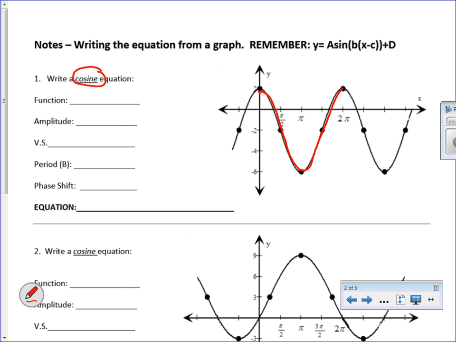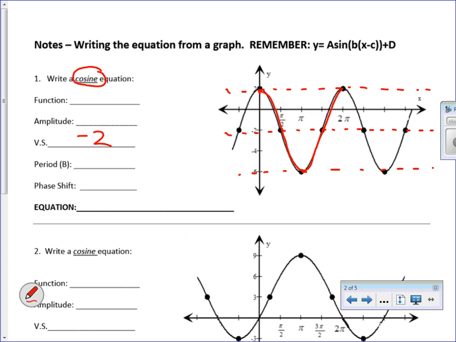Okay, so the first thing I do is I find the middle, the max, and the min, just like we did when we were graphing those dotted lines. So where's the middle of this graph? Guess what that's going to be? Your vertical shift. So you're going to write -2 right there. You can write down 2, but we're going to write an equation, so you might as well just put the negative now. Then you need to find your amplitude by getting the maximum and the minimum.